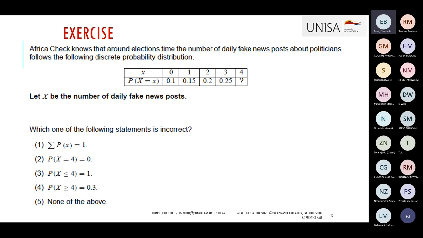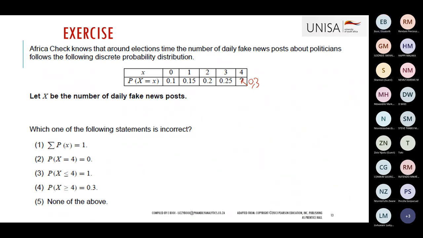We've been working on the table for fake news posts. We know that number four is 0.3, right? If I still remember, this value here is 0.3. What we didn't cover is what if they ask you questions about an outcome that is not on the table? You remember from basic probability, an impossible event has the probability of zero, right? It is an event that cannot occur or does not occur. But here we're not talking about mutually exclusive events. We're talking about an impossible event.